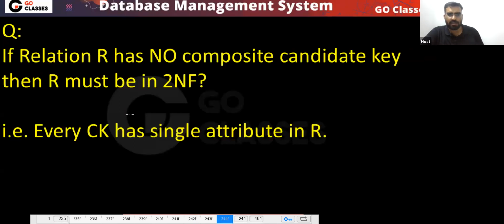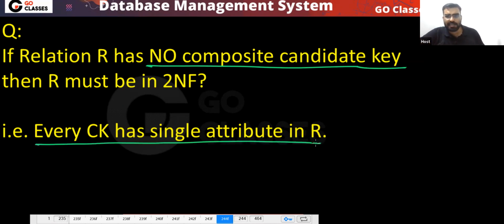Okay, what about this one? If there is no composite candidate key, it means every candidate key has a single attribute. If every candidate key has a single attribute, then it should be in 2NF. Yes. Why? Because a proper subset of a candidate key is not there, so you cannot have this type of partial dependency. So the answer is yes.